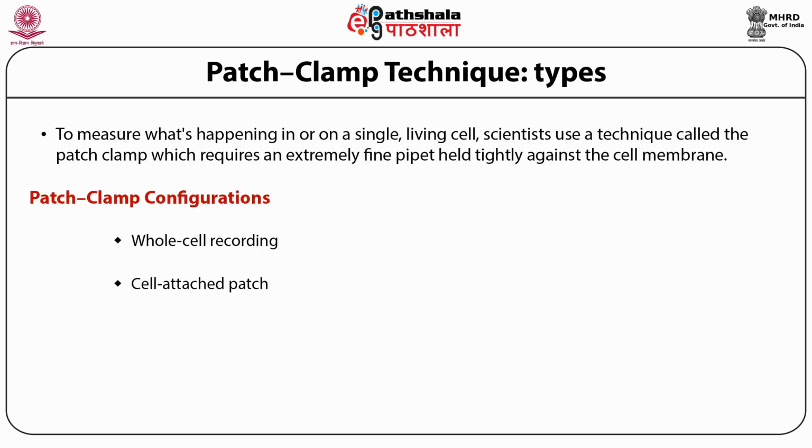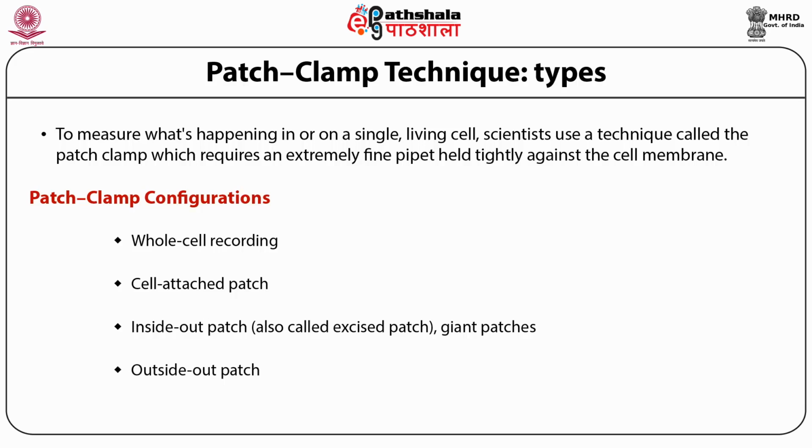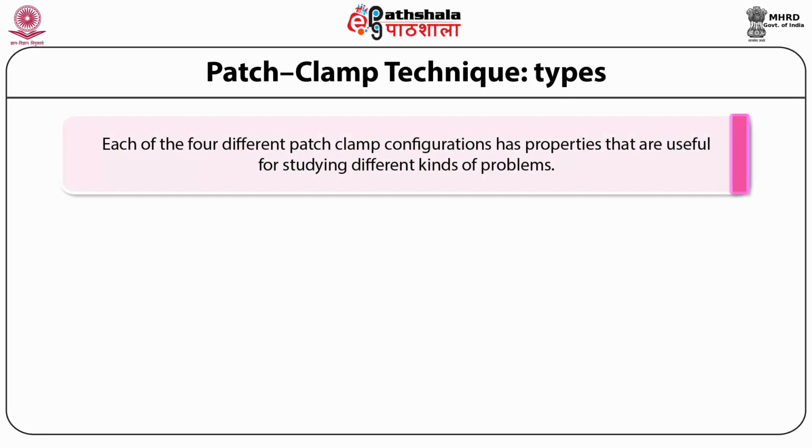Cell attached patch, the current can be recorded from a piece of membrane that is attached to the patch. Inside out patch, also known as excised patches, and if the size is bigger, more than 2 or 3 micron, giant patches can be made, and there can be outside out patch. For different types of recording, a different tip of the micropipette or microelectrode is required. Each of the 4 different patch clamp configurations has properties that are useful for studying different kinds of problems.